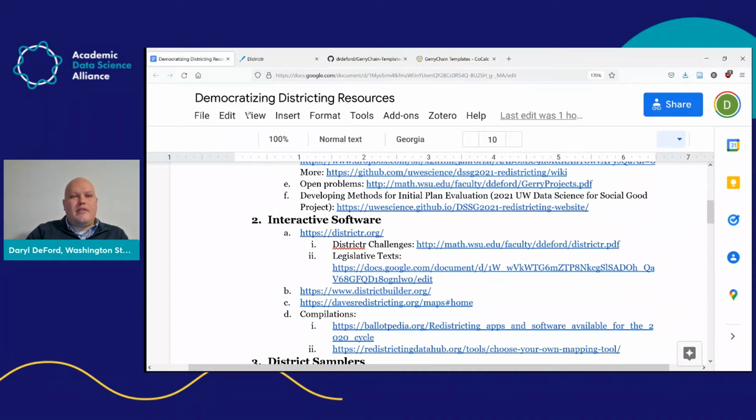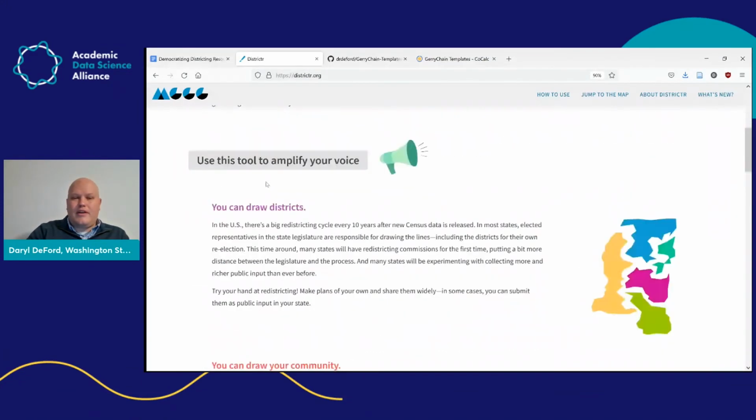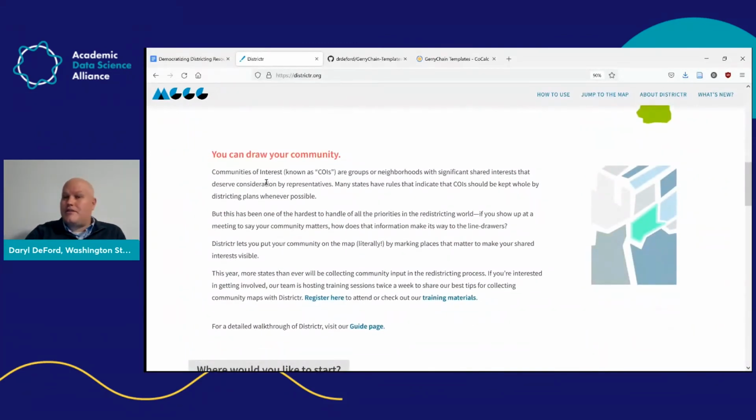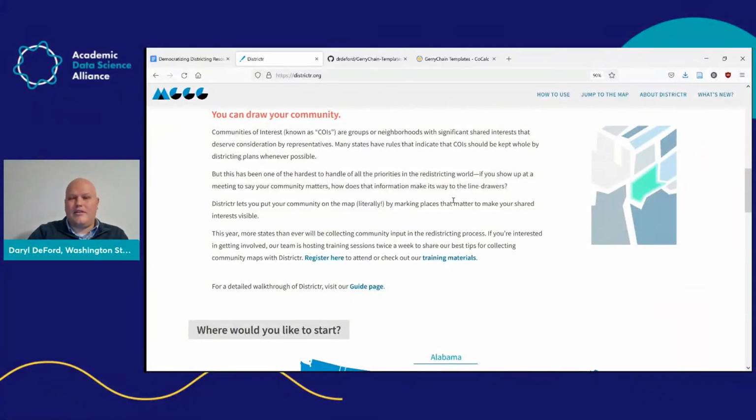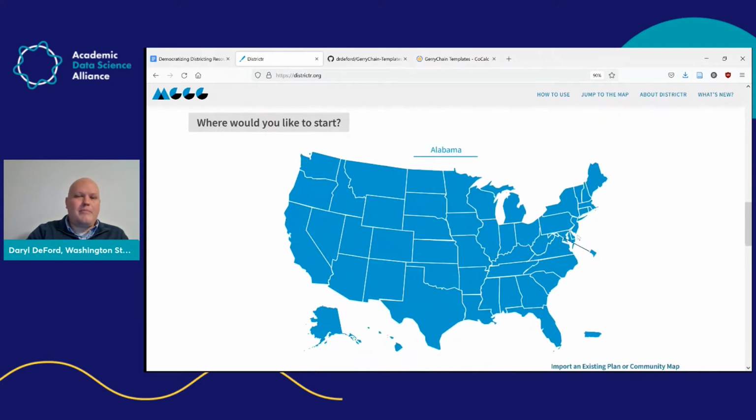So we'll hop over here and look at Districtr. This is at districtr.org. And it's really easy to get started with line drawing here. There's a bunch of information throughout this webpage, guides about how to get started. There's training materials linked here. But I'm just going to walk through the map drawing interface.